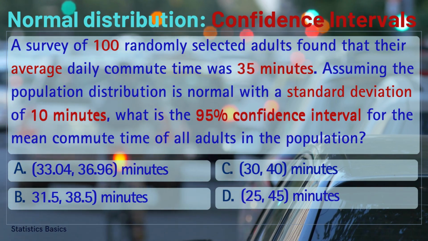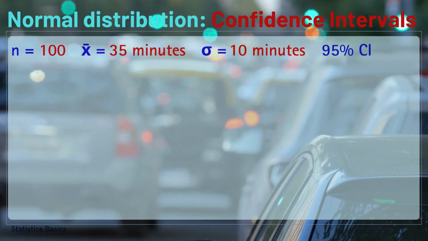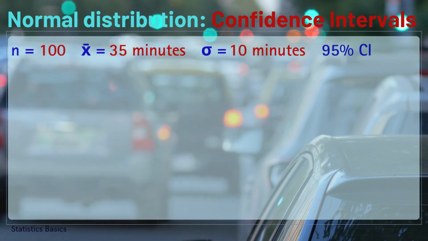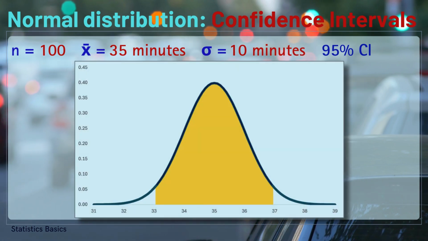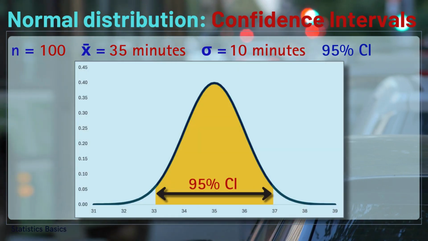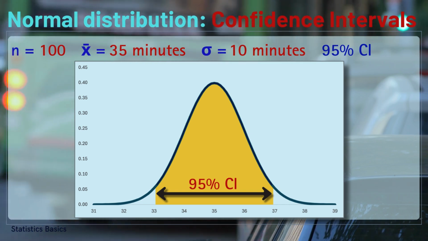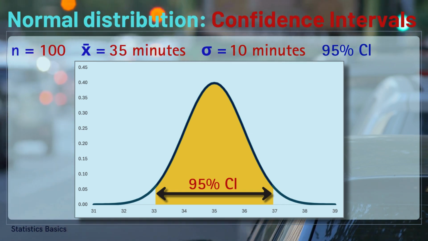Welcome to Statistics Basics. In this video, we'll use the survey data on commute times to construct a 95% confidence interval, which is a range of values within which we can be 95% confident that the true average commute time for the entire population lies.